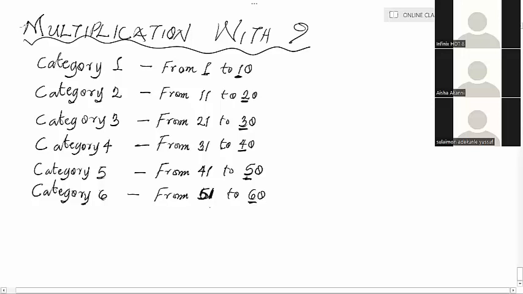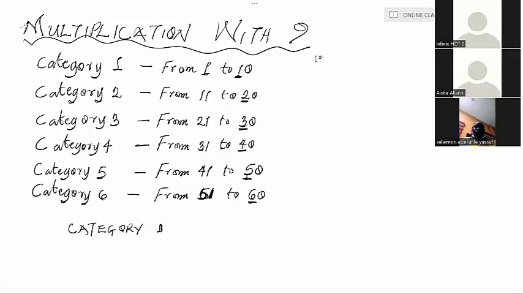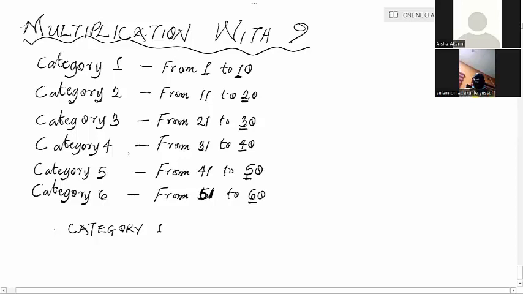Now, how do we use this category to solve questions? That is where we are going now. Let's look at category 1, multiplication with 9. If you are to multiply anything in category 1, that 1 is very useful, and 10 is very useful.